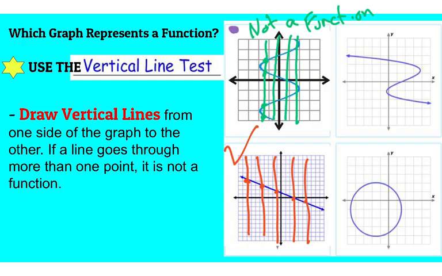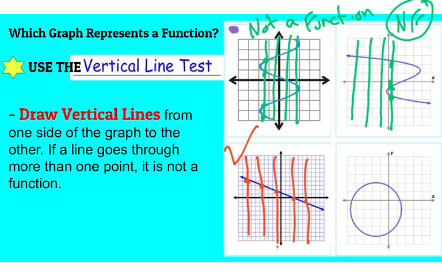Okay, so looking at the top right graph, I start my vertical line test and it looks good until I get to this point right here where it goes through 1, 2, 3 points. Therefore, not a function. The same thing goes for the circle. It's pretty obvious that the vertical line test is going to fail because it's going to go through more than one point. So this is also not a function.